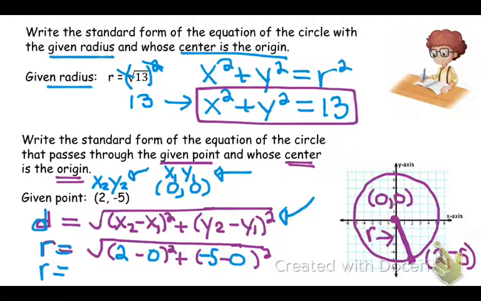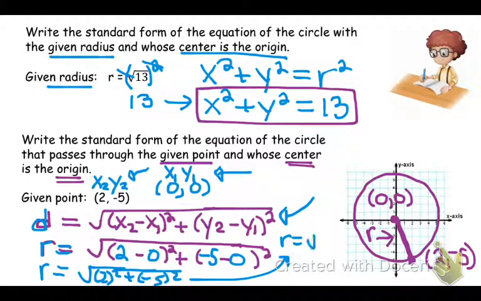So now we'll finish it up. R equals, we have 2 squared plus -5 squared. So R equals 4 plus 25. R equals the square root of 29. And then you can go ahead and write your equation from there.